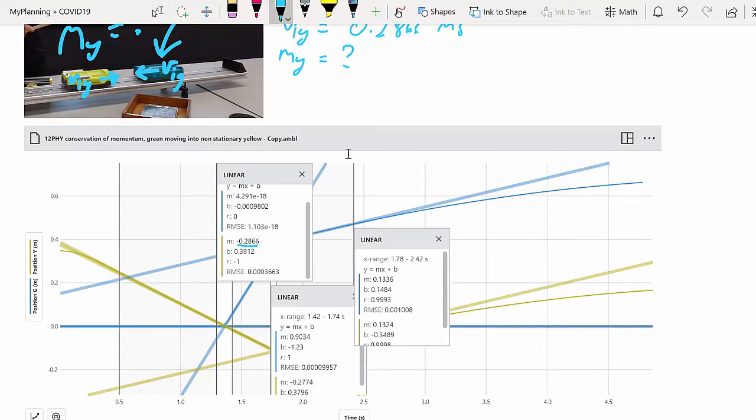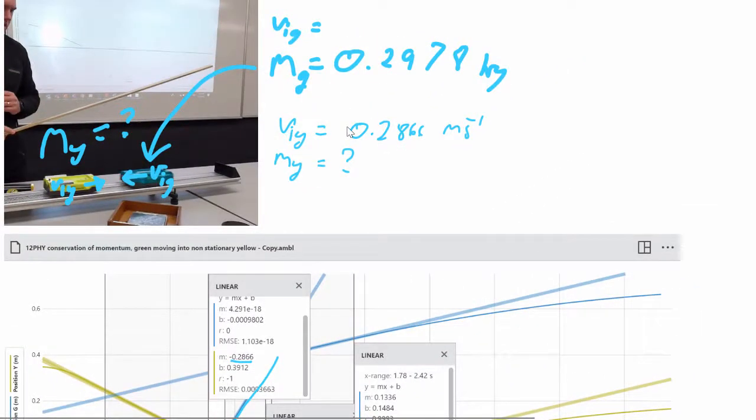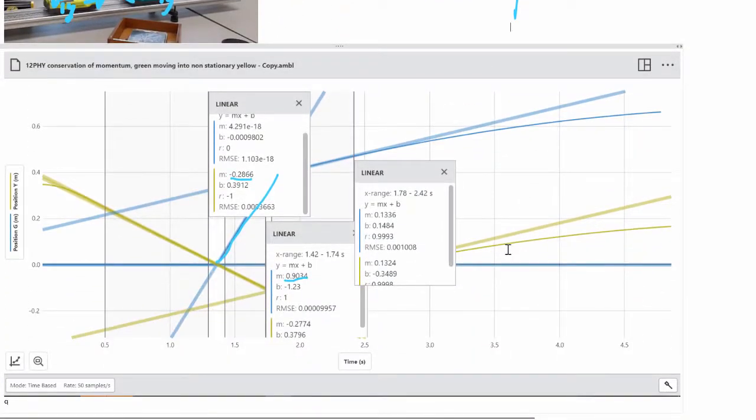And the velocity of my green cart, which is the blue line, it's initially stationary, and then at this point here begins to move upwards, and the gradient of that graph there of the blue line is 0.9034 meters per second. And so that's great, so that's all my initial.